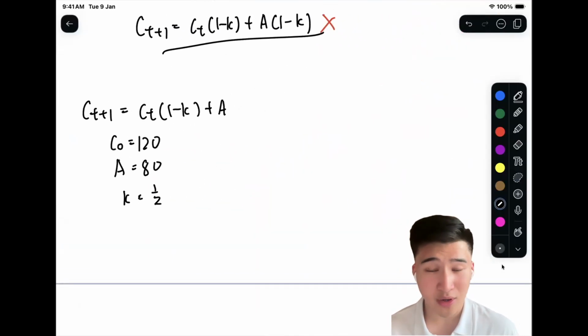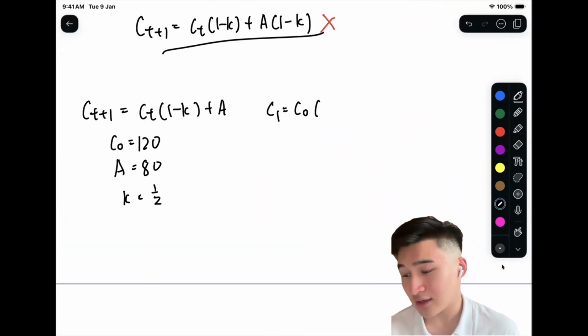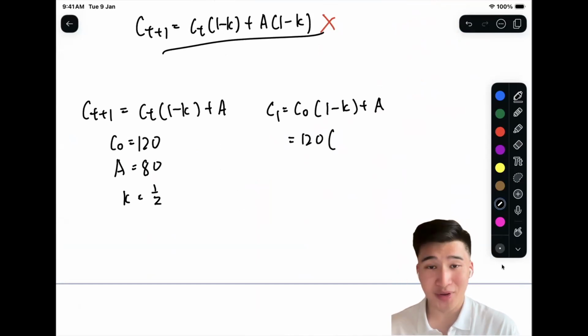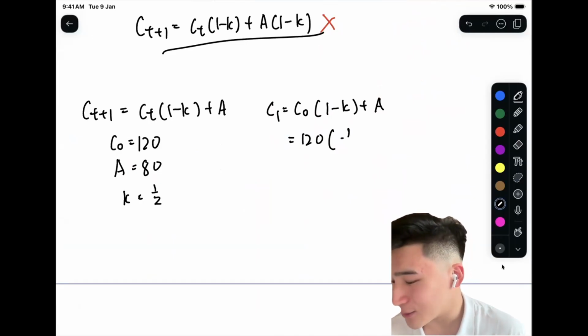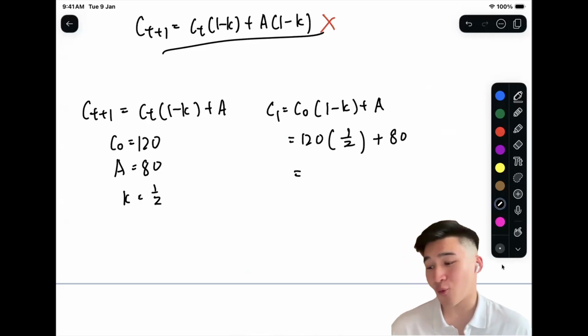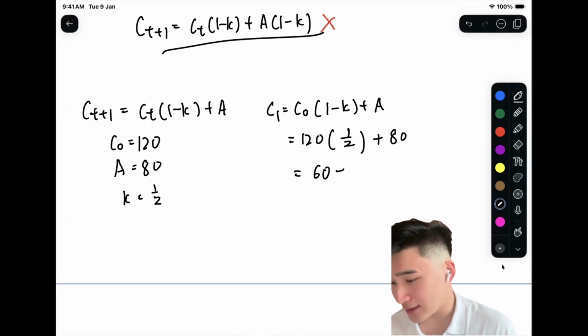With C_0, we have the initial one. So we can find C_1 = C_0(1 − k) + A. And just by substitution, we can find that 120 times (1 − k), where k is 1/2, and 1 − 1/2 is 1/2. So 1/2 times 120 plus 80. And therefore, we're going to have 120 divided by 2 is 60. 60 plus 80 is 140.